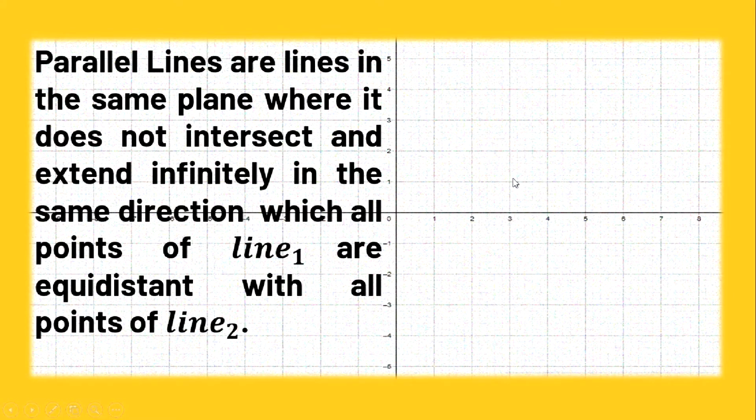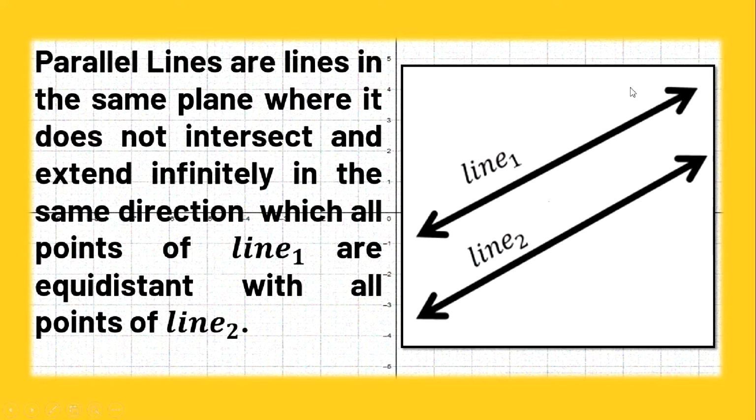Parallel lines are lines in the same plane where it does not intersect and extend infinitely in the same direction, which all points of line sub 1 are equidistant with all points of line sub 2. So let's say we have here two lines, the line sub 1 and line sub 2. So these two lines are parallel lines. Ibig sabihin, lahat ng points na meron kay line sub 1, equal ang distance nila sa points na meron si line sub 2. That is the main reason why parallel lines never intersect.